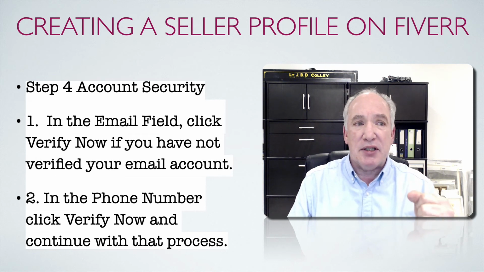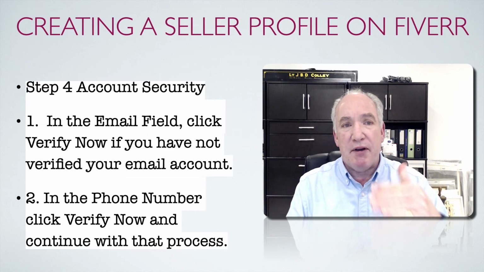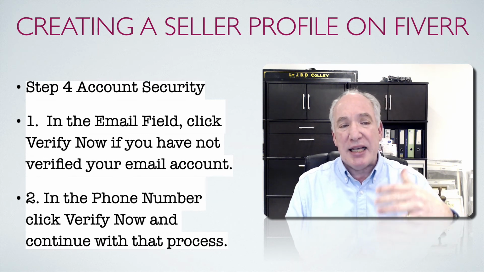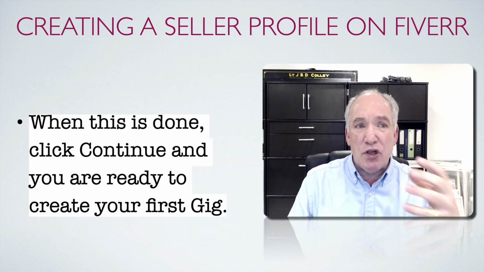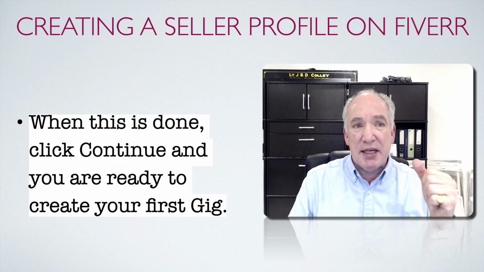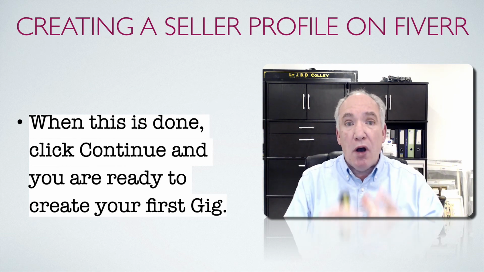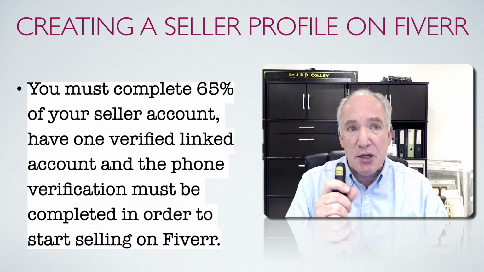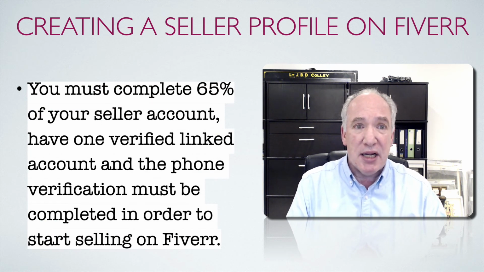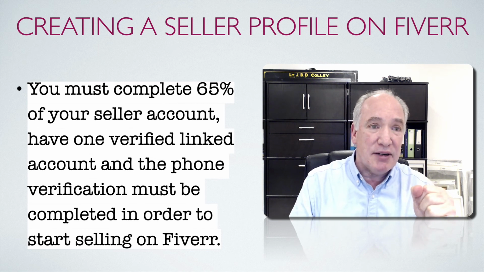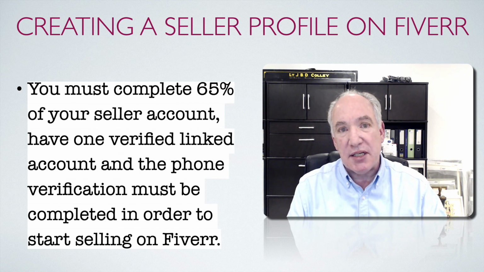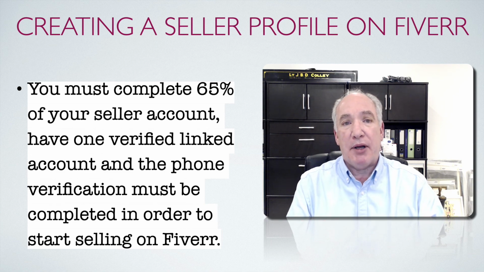In step 4, it's all about account security. In the email field, click verify now if you haven't already verified your email account. And in the phone number, you need to verify now as well and continue with that process. In order to be a seller, you have to do this. So when it's done, click continue, and then you are ready to create your first gig on Fiverr. Now, bear in mind, you must complete 65% of your seller account and have 1 verified linked account, and the phone number verification must be completed in order for you to start being a Fiverr seller. So that's an important detail you must take on board and make sure you complete.